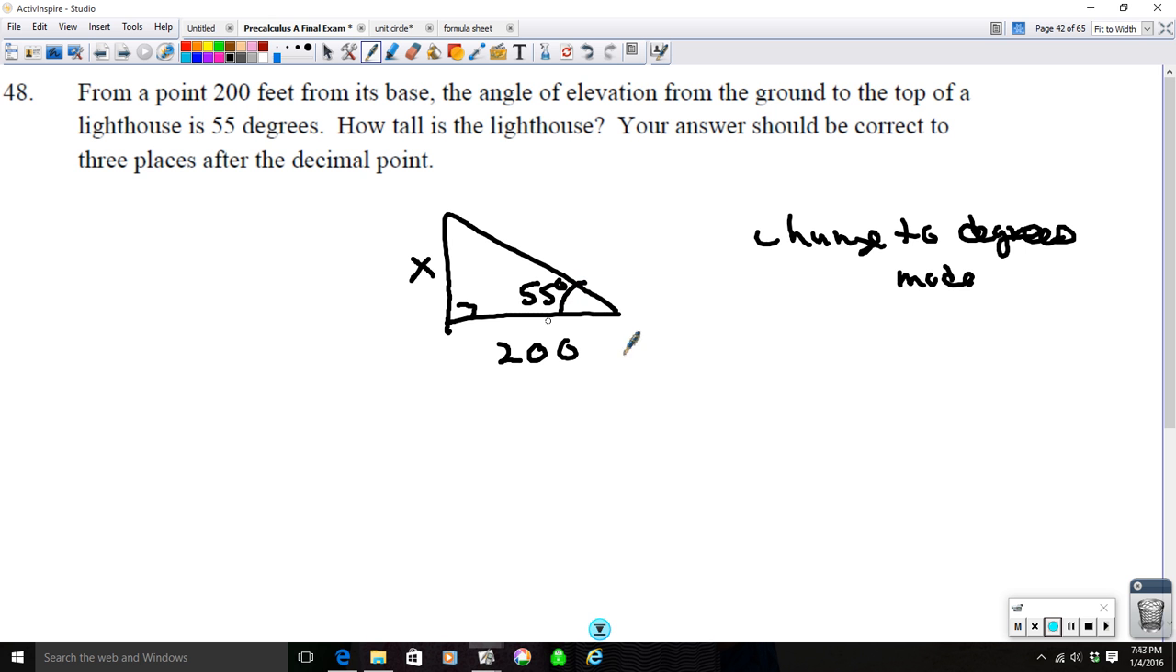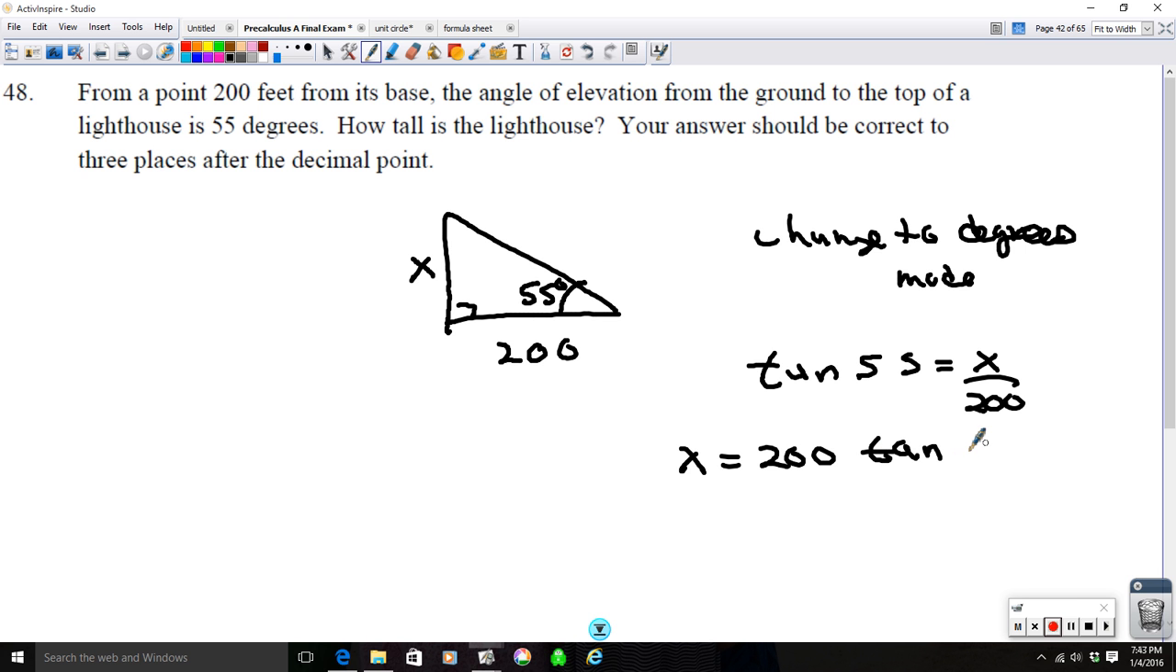So this is opposite. X is opposite and 200 is adjacent. So this is tangent 55 degrees equals x over 200. Cross multiply and solve. And x is equal to 200 tan of 55. And again, you'll know at this point if this is set correctly. So this is going to be 285.630 feet. Again, you round it to 3 decimal places.